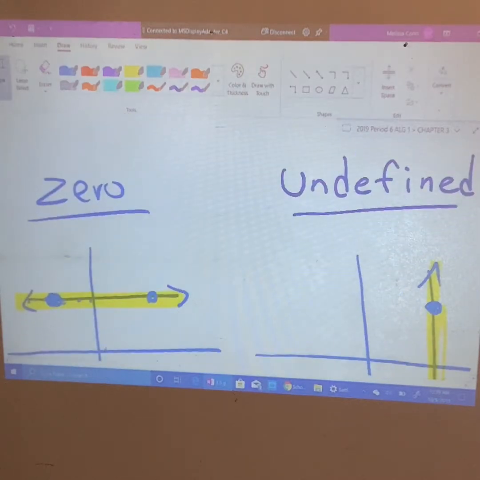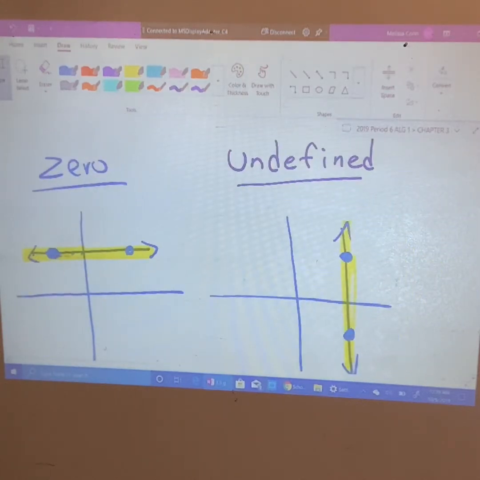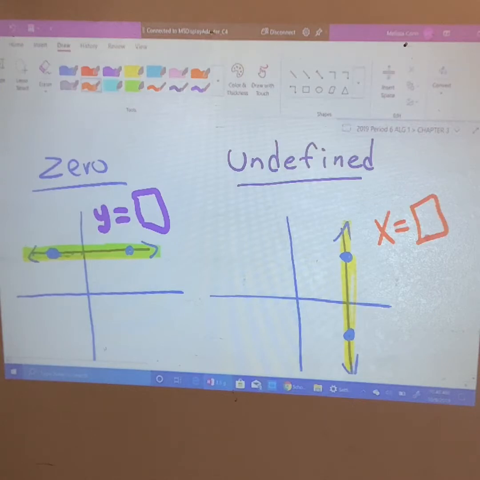You can also have these types of graphs. You can have a graph that is a zero graph, which means the slope is 0. It's completely flat. That is a horizontal graph, and we have gone over equations that look like this. These equations always say y equals and then some value here. And the fourth type of graph is called an undefined graph. Notice that this graph is vertical. It goes up and down. And we know that our vertical graphs are the ones that say x equals some value.